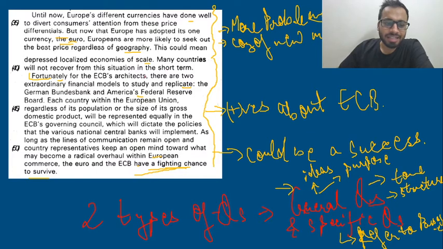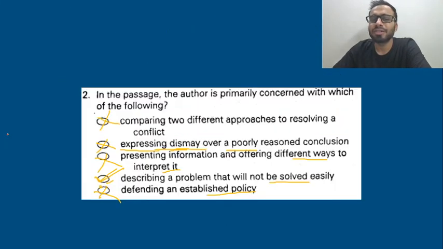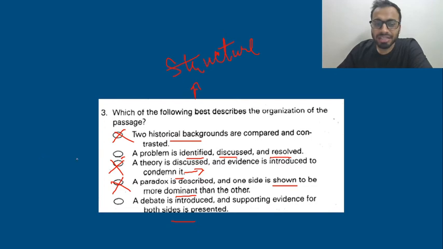The author said, as long as lines of communication remain open and country representatives keep an open mind toward what may be a radical overhaul within European commerce, the Euro and the ECB have a fighting chance to survive. Right? So the author ends on this optimistic note, but the author does not resolve it. The author does not give us any solutions, right? So that is why I'll eliminate B and I'll prefer E, where I'm saying that a debate is introduced.